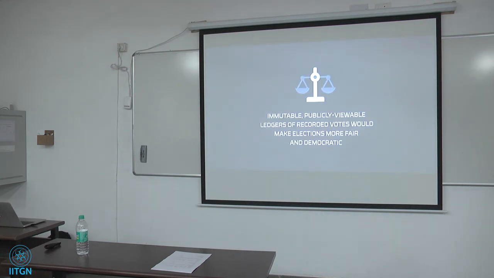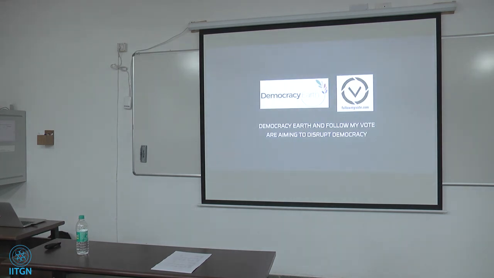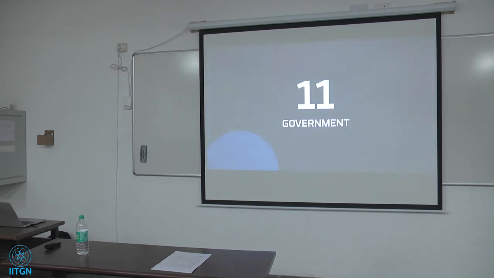Creating an immutable, publicly viewable ledger of recorded votes would be a massive step forward in making elections more fair and democratic. Democracy Earth and Follow My Vote are two startups aiming to disrupt democracy itself through creating blockchain-based online voting systems for governments.